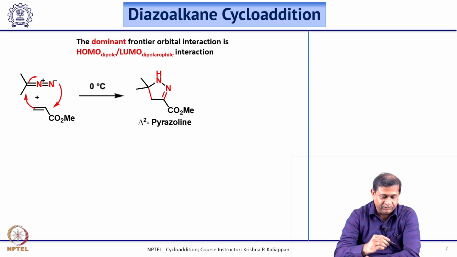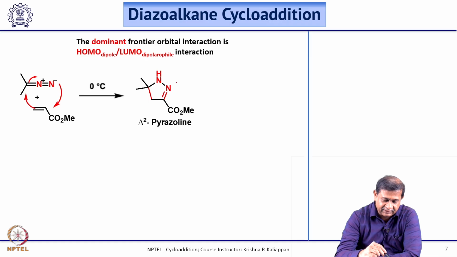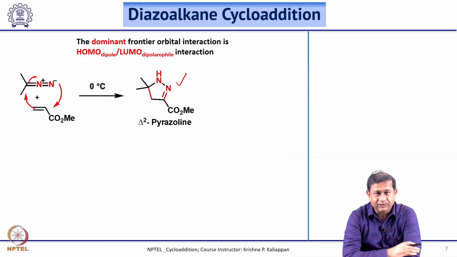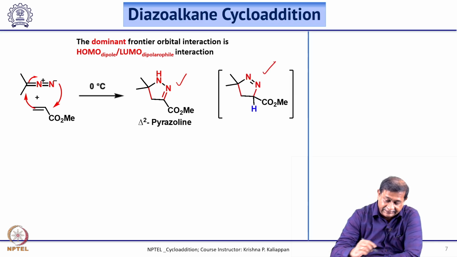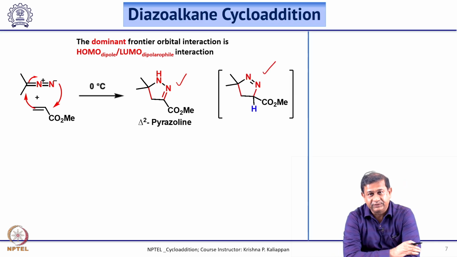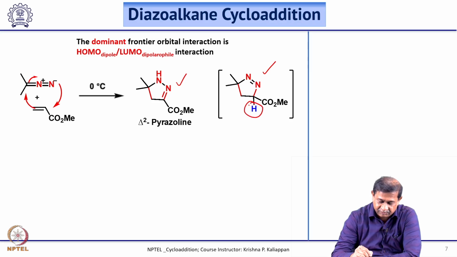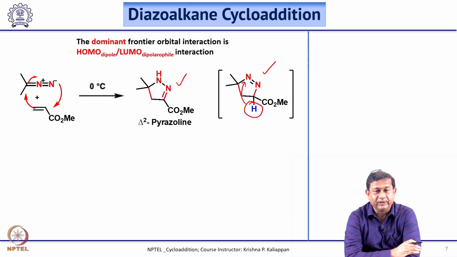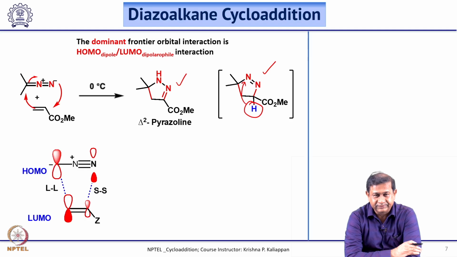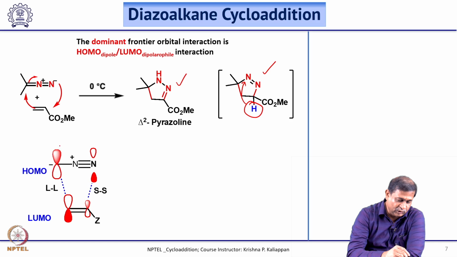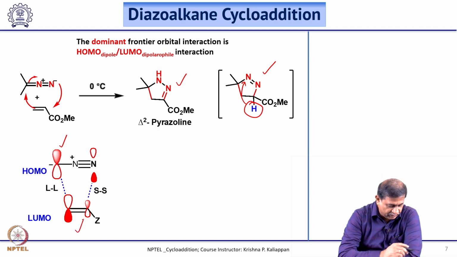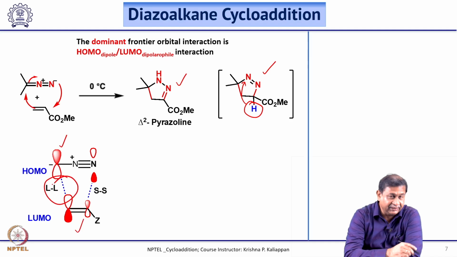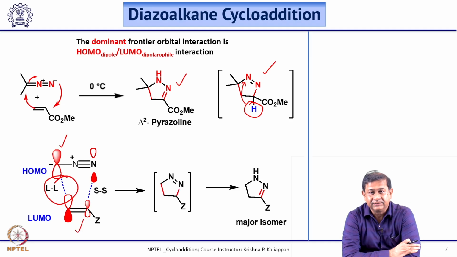Normally when you do this reaction, what you get is the pyrazoline, and the pyrazoline is not the direct product. It goes via this initial 1,3 dipolar cycloaddition product, and followed by the migration of this hydrogen, you get the corresponding pyrazole. So this is the molecular orbital interaction. As you can see here, this is the HOMO of the dipole and this is the LUMO of the dipolarophile. This is the major interaction and that leads to this product.